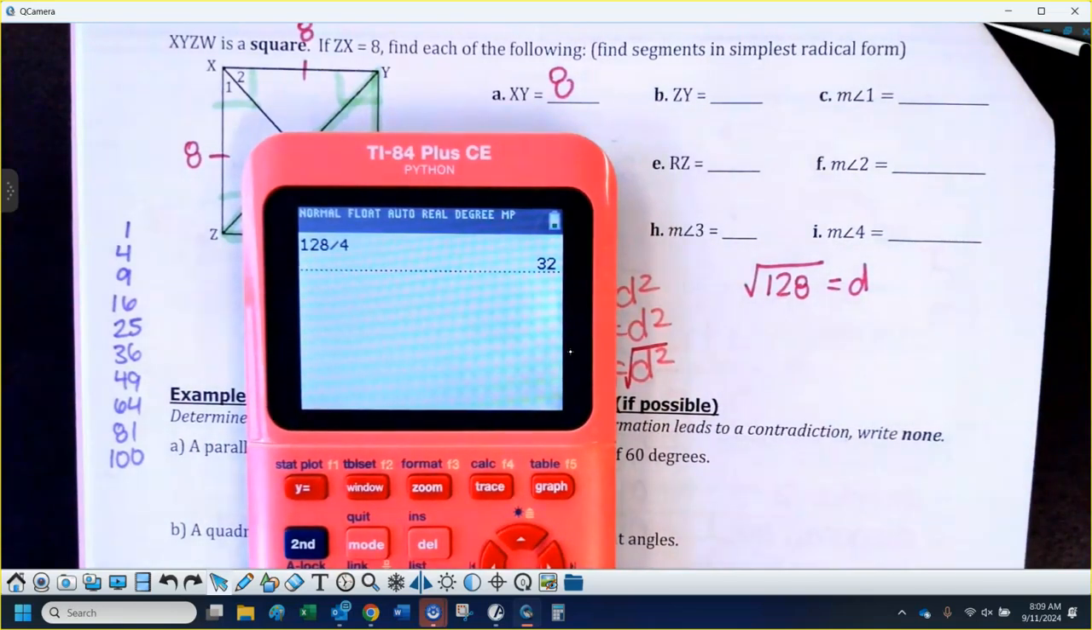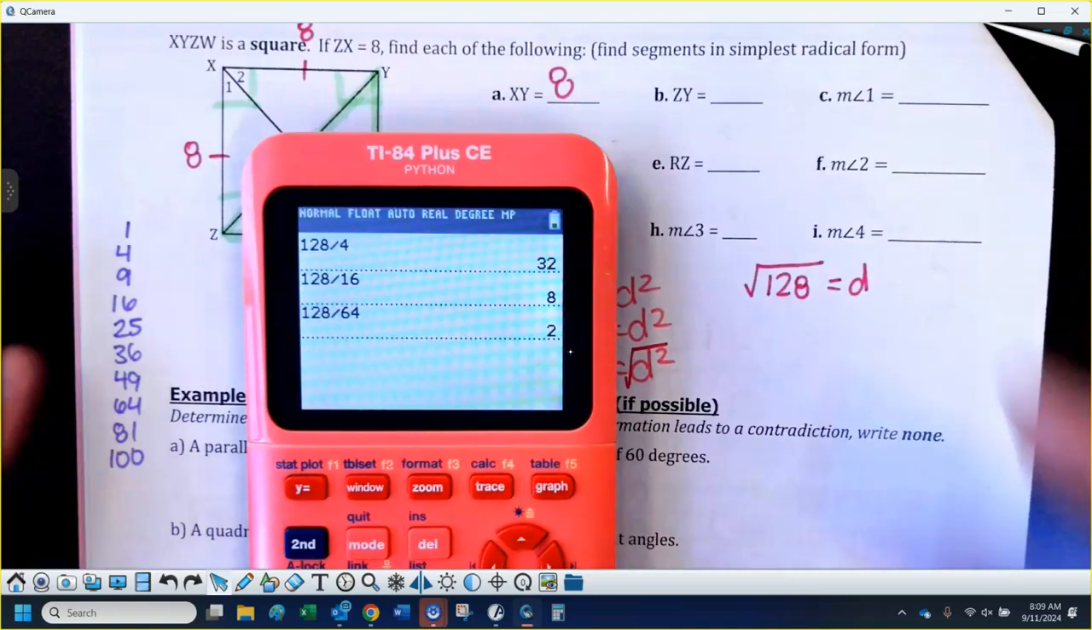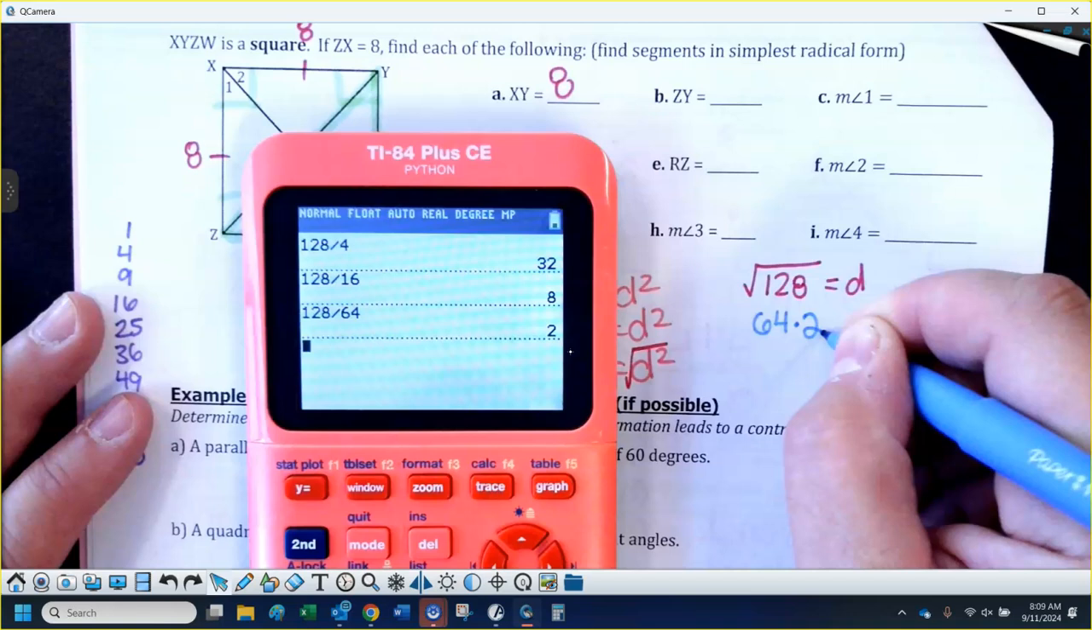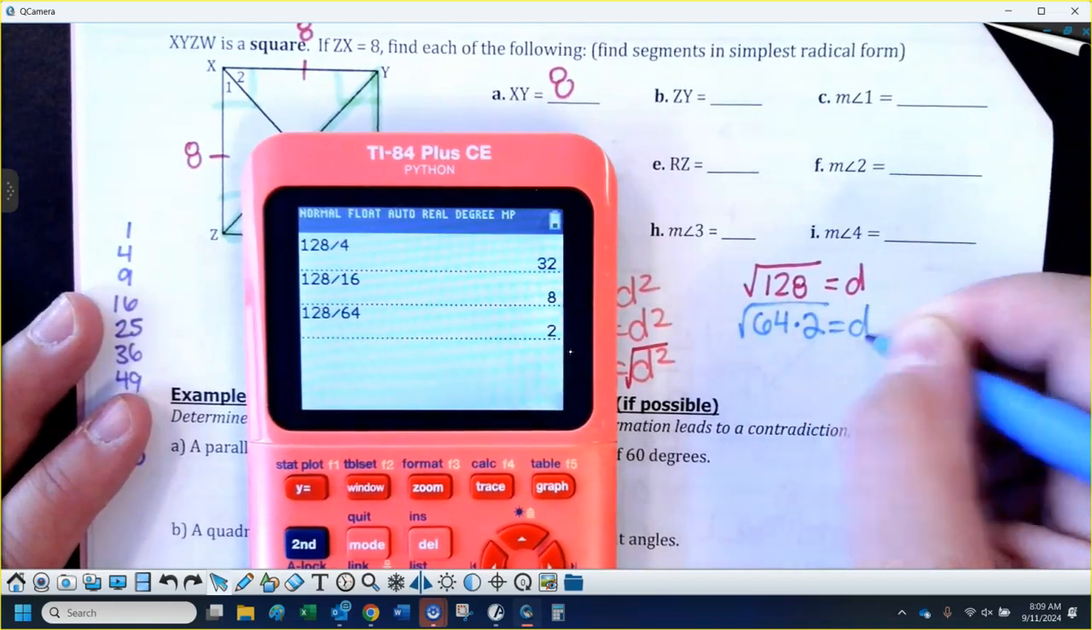Of course, 1 goes into everything. If 4 goes into it, I would also check 16, and if 16 goes into it and you think you can get a little bit higher, I would check 64, and actually that's going to be the biggest perfect square. The biggest number on this list that goes into 128 is 64. So I just rewrite that real quick as 64 times 2.